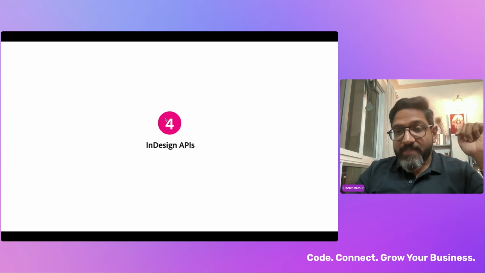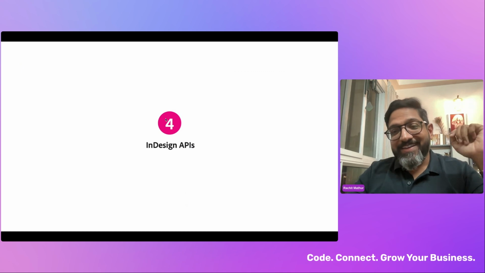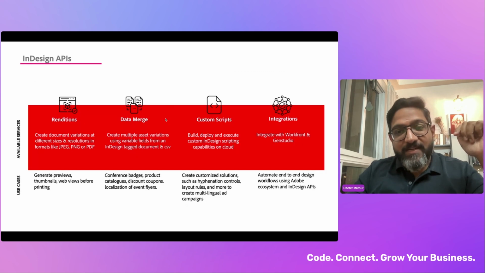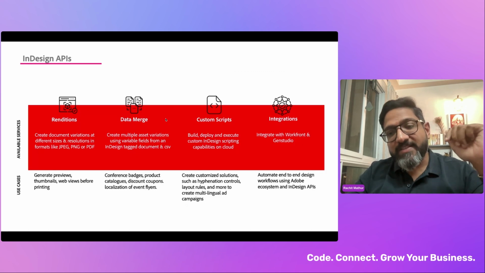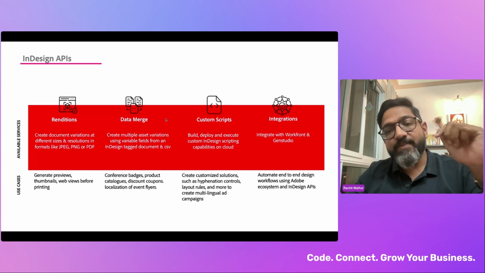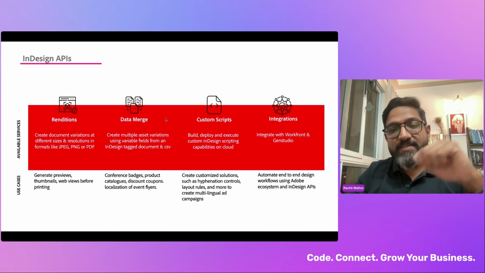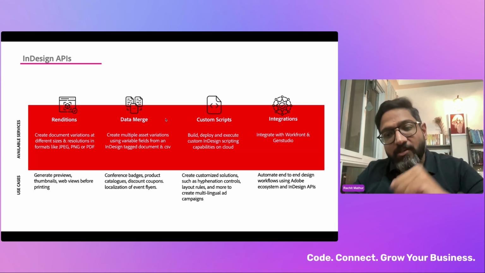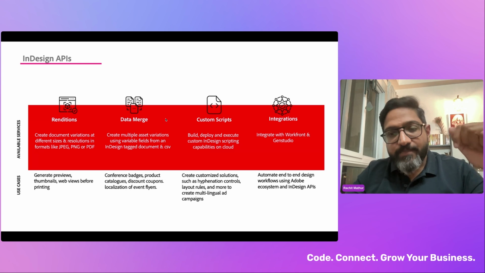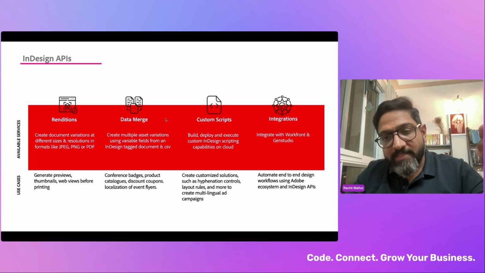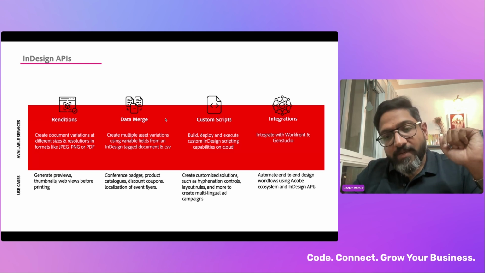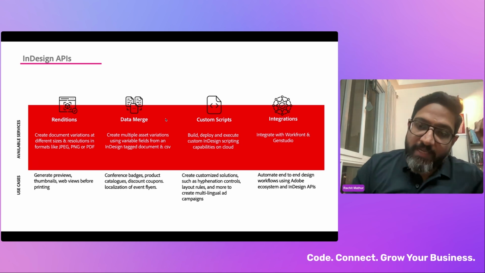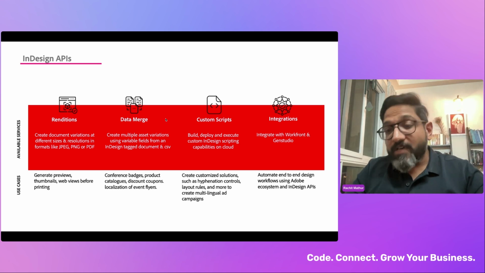Coming to InDesign API, we have talked about core capabilities, Gen AI, and we have covered collaboration. Now let's talk about InDesign APIs. These enable enterprise and SMBs to automate repetitive, time-intensive design tasks. I want to share with this group that InDesign APIs are now live and bundled with the Firefly APIs. Currently, we have out of the box capabilities like renditions and data merge. We also have custom script APIs, which enable script execution via APIs. And finally, InDesign API is integrated with Workfront and GenStudio.